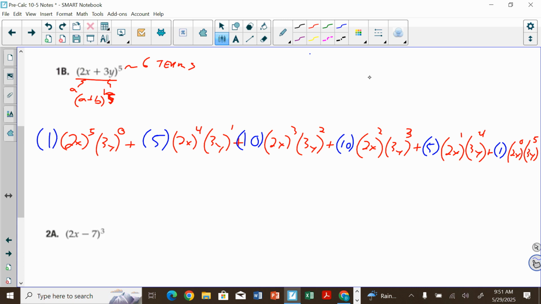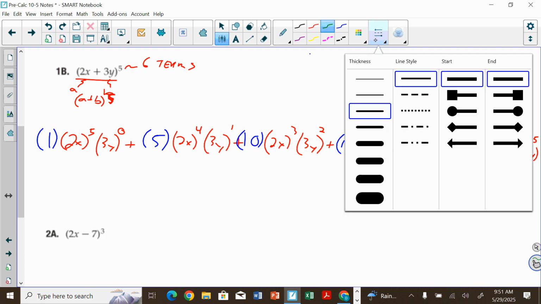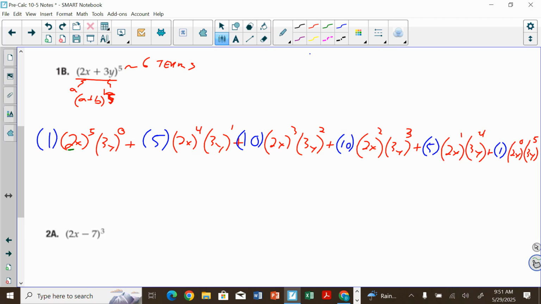Now we've got to do some multiplying and simplify this thing with our exponents. Remember, we're kind of doing all of this together. So what we're doing here is we're saying 2 to the fifth. Remember, this is 2x to the fifth power. So it's 2 to the fifth, which is 32 times 1. And we know this is 1 also. So really, we're left with 32x to the fifth, right? Again, 2 to the fifth power is 32, x to the fifth power is x to the fifth, and 3y to the 0 is 1.